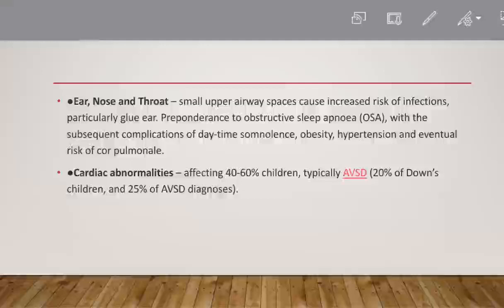Ear, nose and throat: the small upper airway space causes an increased risk of infection, particularly glue ear. There is a preponderance to obstructive sleep apnea with the subsequent complications of daytime somnolence, obesity, hypertension, and the eventual risk of cor pulmonale. Cardiac abnormalities affect 40 to 60% of children, typically AVSD, which accounts for 20% of Down syndrome and 25% of AVSD diagnoses.